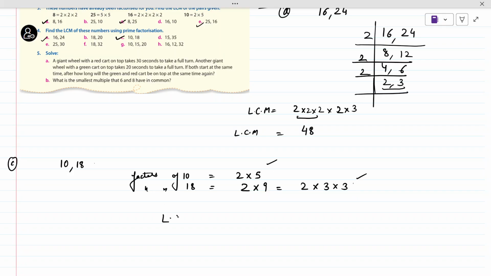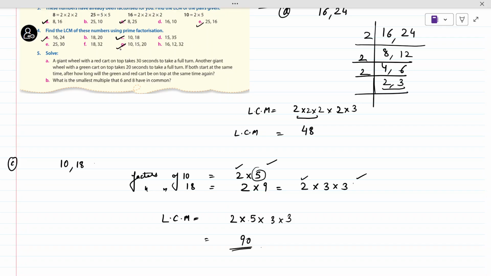Now what we have to do, we have to find the common factors. So here 2 and this 2 is common. We are writing it once. Then nothing is common, so I'm writing all the uncommon factors: 5 and then this 3 and 1 more 3. So this is equal to 5 into 2 is 10 into 3 is 30 into 3 is 90. LCM is 90 here. Okay. So we have done using the another method.